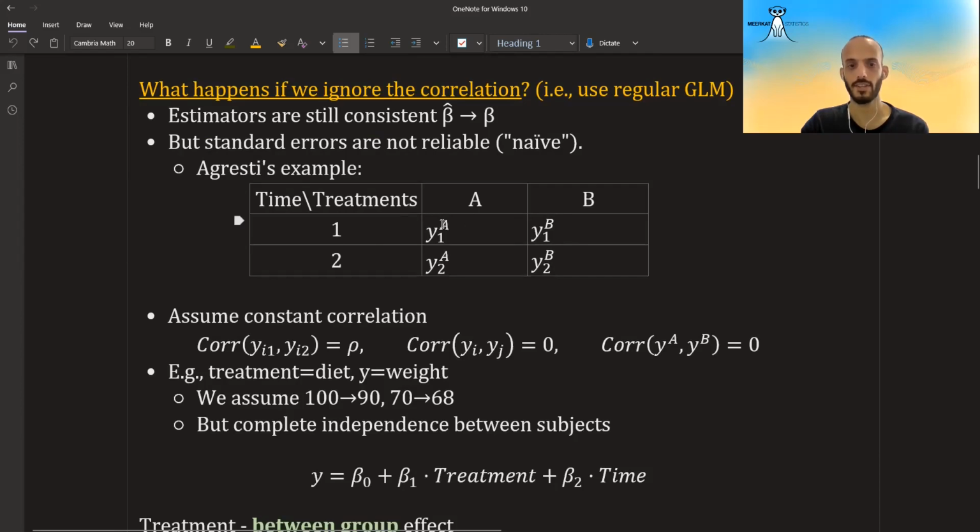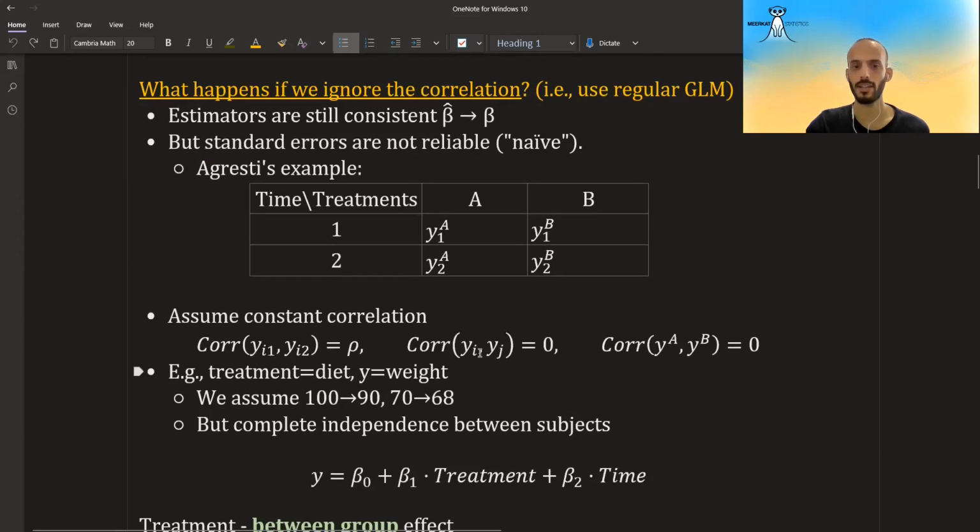So we have patients, and each patient we measure in 2 time periods, before maybe the treatment and after the treatment. And we have 2 types of treatments, A and B. Okay, and so we can assume some constant correlation. So we can assume that for each patient, there is some correlation between when we measure him in the first time step and when we measure him after the time step. Okay, and we also assume that there is no correlation between different patients.